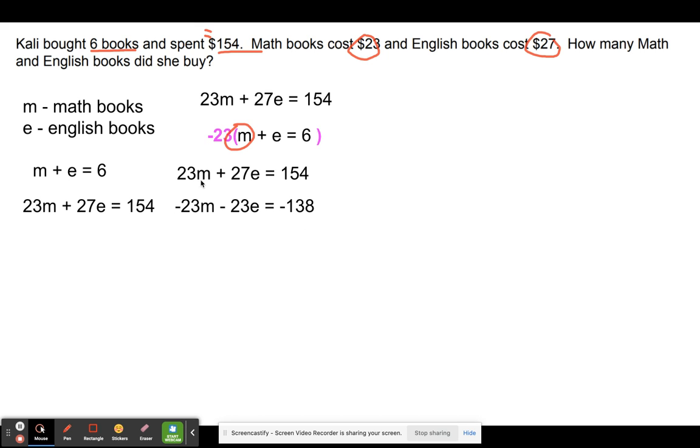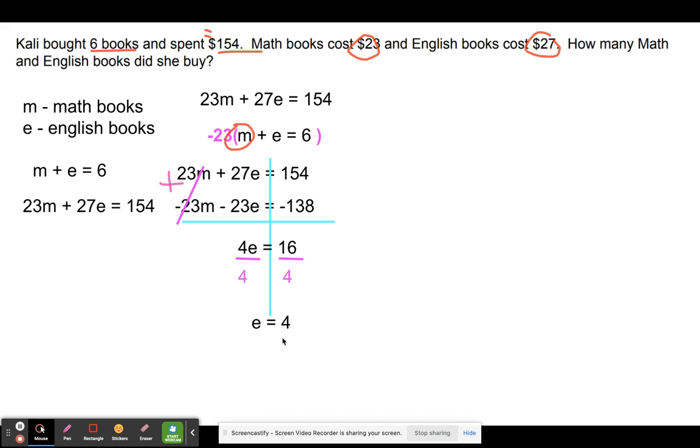Okay, so now what I need to do is cancel out the M. So that cancels out. Now I'm going to add up the rest. So remember, we always add up the rest of the equation, whatever we got left. So now we've got 27E minus 23E. That's going to give us 4. And then over here, it's going to give us 16 for 154 minus 138. Then we'll divide both sides by 4. And then E equals 4.